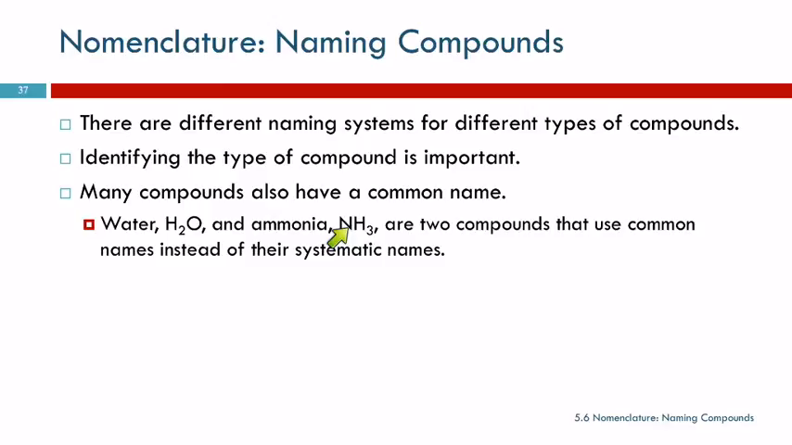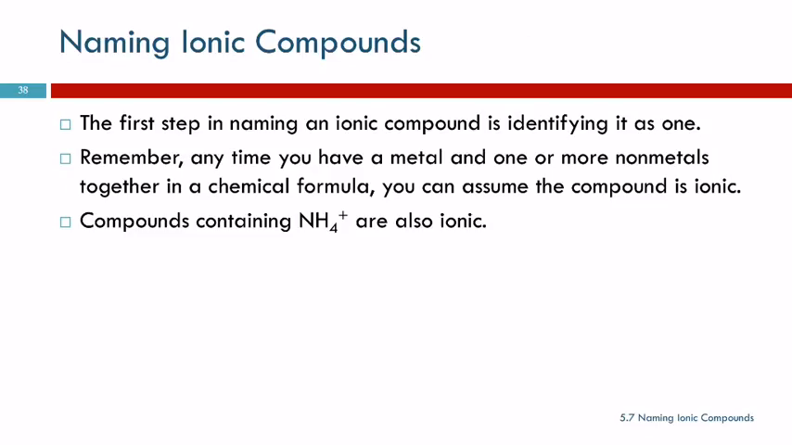And the other one is ammonia. Ammonia is NH3, and so you just have to memorize that. Okay. It also has a systematic name. It would be nitrogen trihydride. But we just call it ammonia. So, naming ionic compounds. This is a new section.